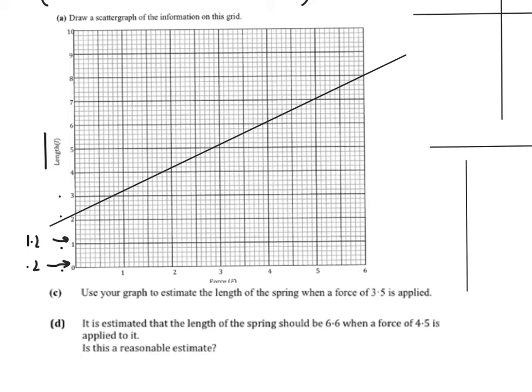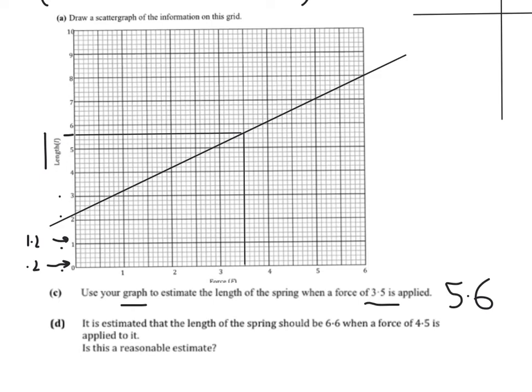Now on to part C. It wants us to use our graph to estimate the length of the string when a force of 3.5 is applied. So what I do is I find 3.5 on the force axis, which is down here, and then I draw a line all the way up to my line of best fit. Then when it hits the line, I draw a horizontal line towards the other axis. So there's my line there, and it seems to be hitting about here, which is 5.2, 5.4, 5.6. So I think 5.6 is the length when a force of 3.5 is applied.